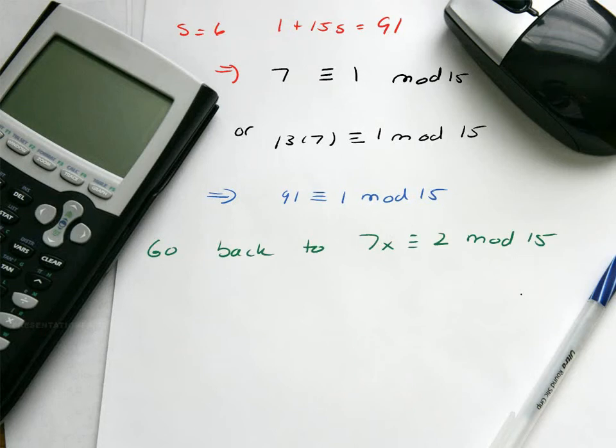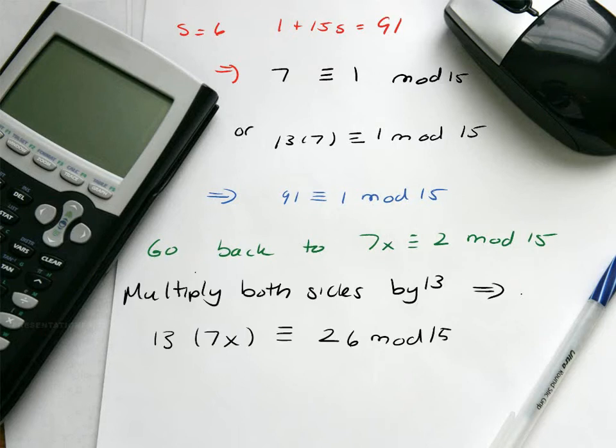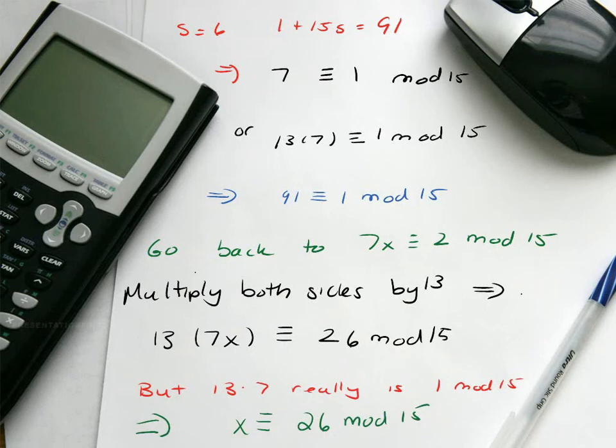So now we're going to go back to the reduced equation we're trying to solve, which is 7x is congruent to 2 mod 15. I'm going to slap both sides with a 13. Well, 13 times 7 is really 1. So I replace that 13 times 7 by a 1. And I get x is congruent to 26 mod 15. It's almost easier if it's fast. That gives me one solution.